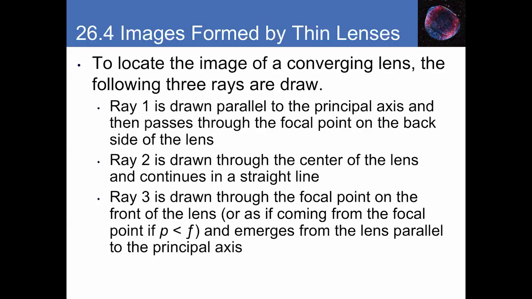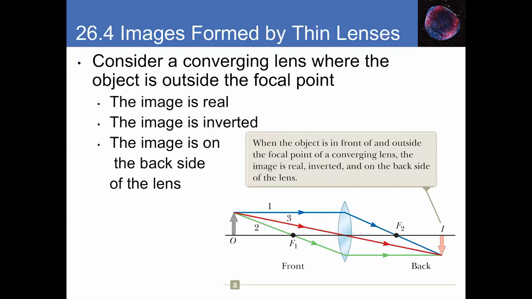Ray 2 is drawn such that it goes to the center of the lens and continues in a straight line, which is the vertex point, right? And ray 3 is drawn such that it goes to the focal point on the front of the lens and emerges parallel to the principal axis, like I did last time. So here's an example of that. Ray 1, you can see, is parallel and goes through the focal point F2. Ray 2 goes through the focal point F1 and emerges parallel. And ray 3 goes through the vertex.